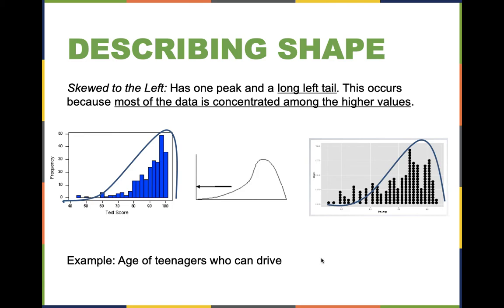A real-life example that would create this distribution is age of teenagers who can drive, because typically the teenagers who can drive are in their late teens. They might be 17, 18, or 19, but you won't typically find people who are in their lower teens that can drive. You won't typically find a 13 or 14-year-old who is able to drive.